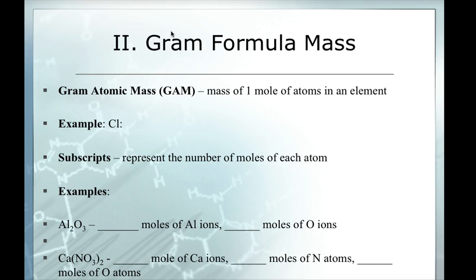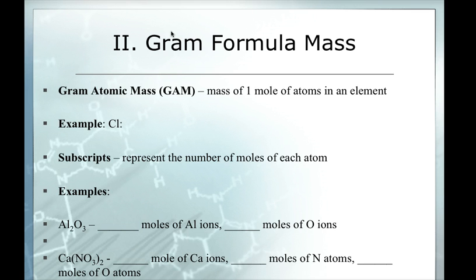So they're basically interchangeable. So you basically have 4 or 5 names for the same thing: formula mass, gram formula mass, molecular mass, molar mass. They're all the mass of 1 mole, which we talked about in lesson 1. The mass of 1 mole of an element is the same as the atomic mass on the periodic table.